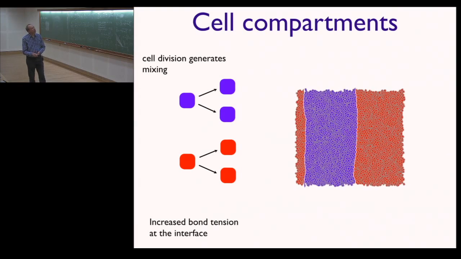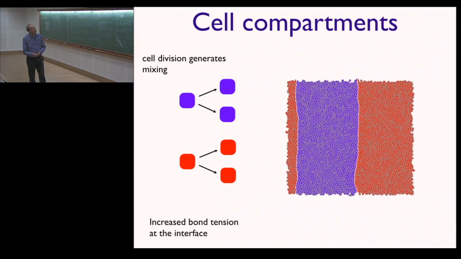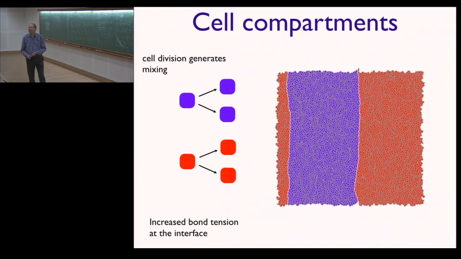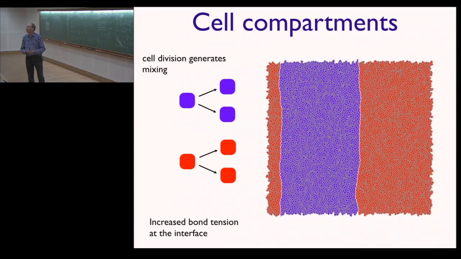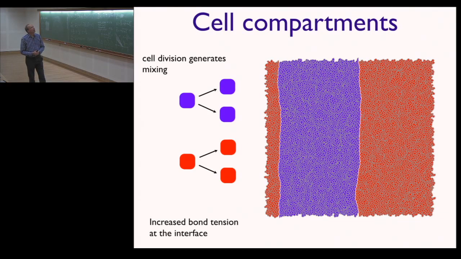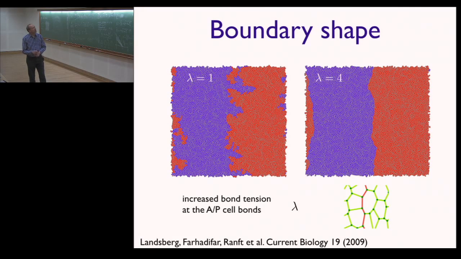So here we have the same model as before, except all the bonds at the interface have just a higher value of lambda, the line tension. And this can generate straight boundaries. And then we can play with this parameter lambda. That's the factor by which we increase the tension at the interface as compared to the two tissues. Lambda equals 1 would correspond to no change, and lambda equals 4, a fourfold increase.